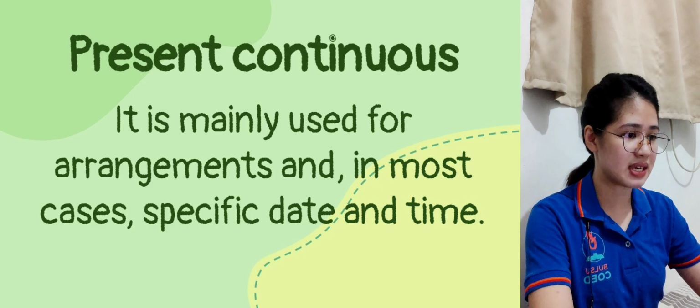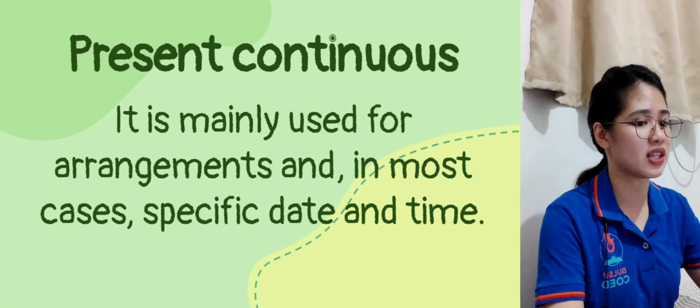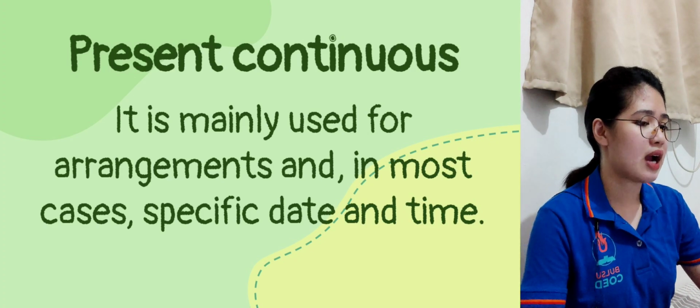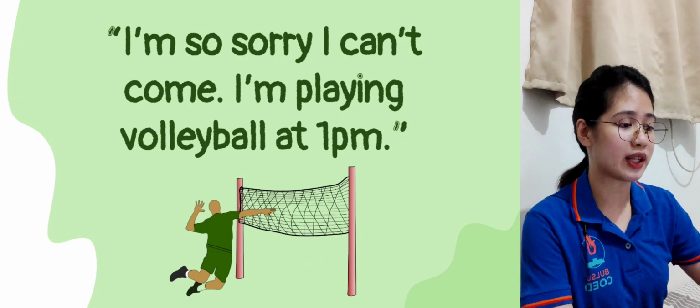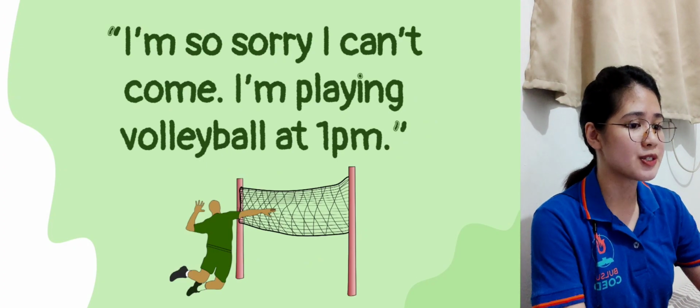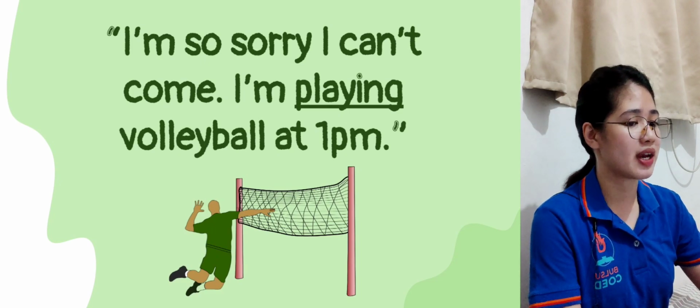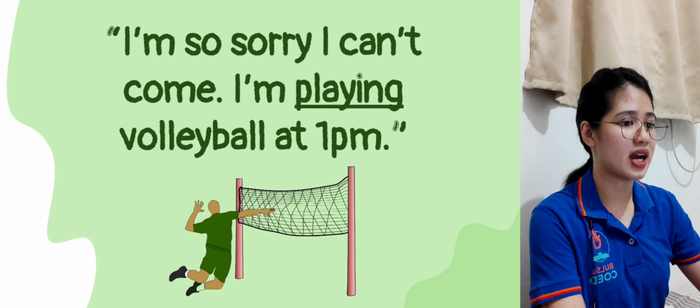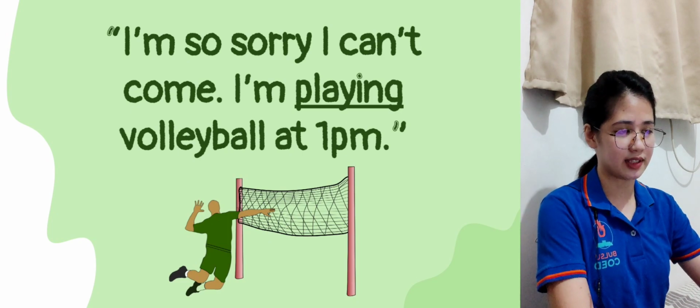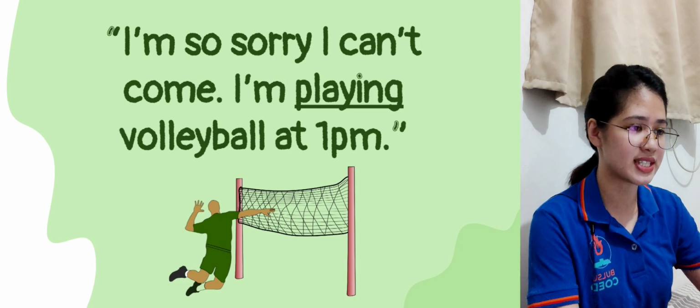And then a friend asked me if I want to go to his party on Sunday afternoon. I said, I'm so sorry, I can't come. I'm playing volleyball at 1 p.m. I used the present continuous, playing, to reject his invitation because it's an arrangement. It's a plan with specific time and date. Did you understand it, class?